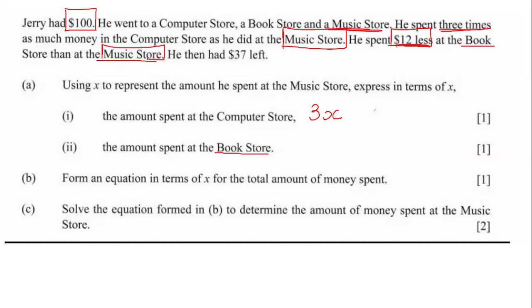The music store is X. Okay. The music store is X. So it's going to be $12 less. What is $12 less? That's going to be what?